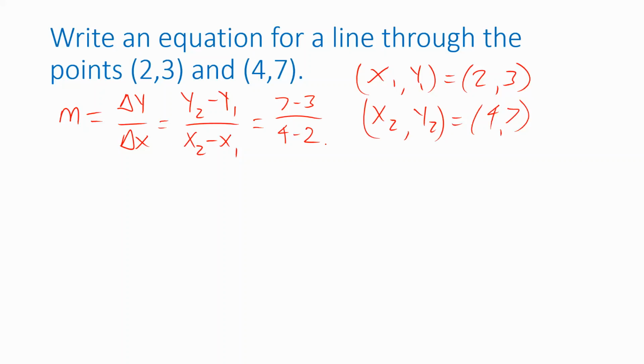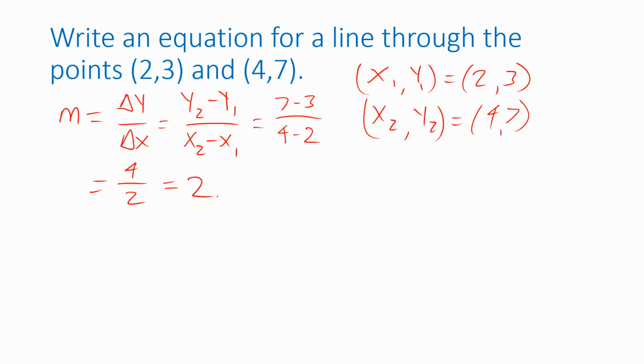So when you simplify that, in the numerator you get 7 minus 3 is 4. In the denominator you get 4 minus 2, which is 2. And 4 over 2 can be simplified to just 2. So that's our slope. That's what we'll use.